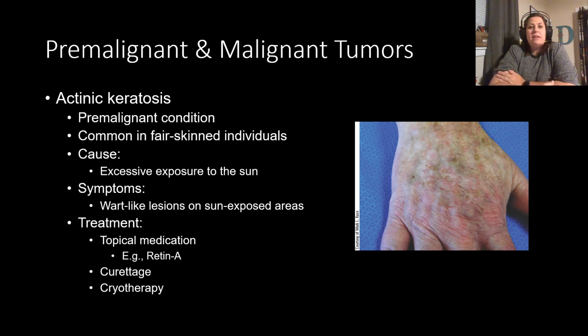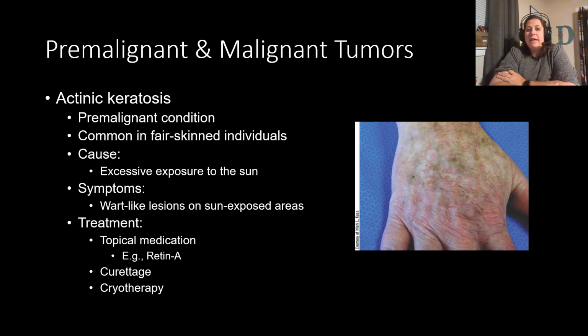All right, so now let's look at the premalignant and malignant tumors. So these are precancerous and cancerous tumors. We have actinic keratosis. This is a premalignant condition. This is going to be very common in fair-skinned individuals, and the cause is due to excessive exposure to the sun without protection. So this is the big thing of why there's a big push of wearing sunscreen.